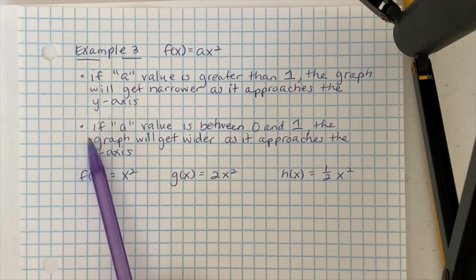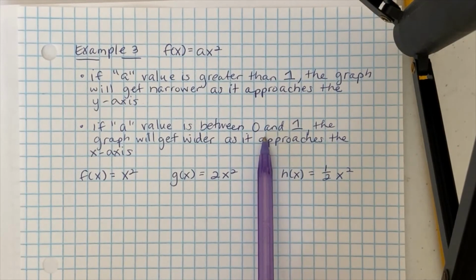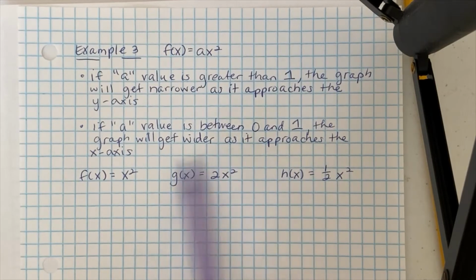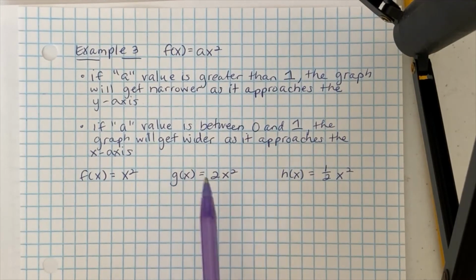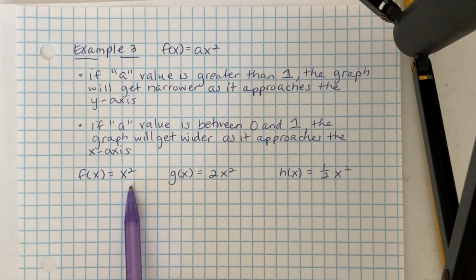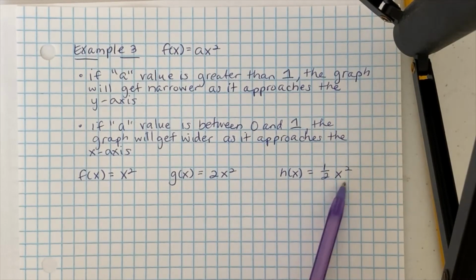It says if the a value is between 0 and 1, which means it could be 1/4, 1/3, 1/7, a proper fraction, that means it's going to be a value less than 1. The graph will get wider as it approaches the x-axis. So think of it as a flower opening up and blooming to the sun. So our three functions are f of x equal to x squared, g of x equals 2x squared, h of x equals 1/2 x squared.